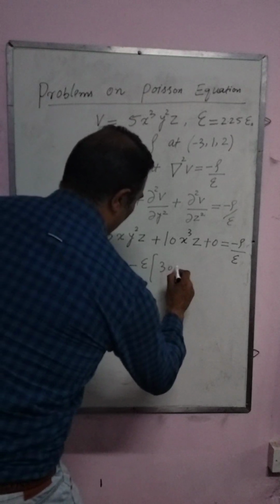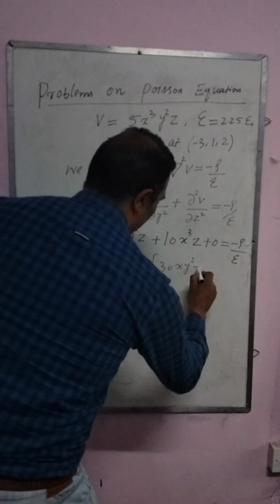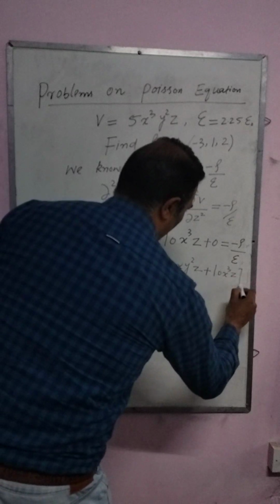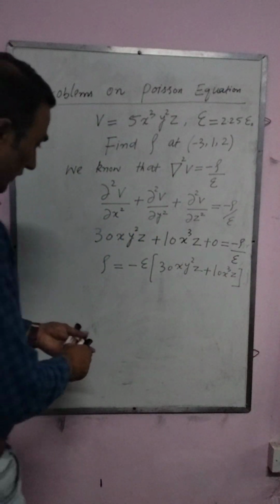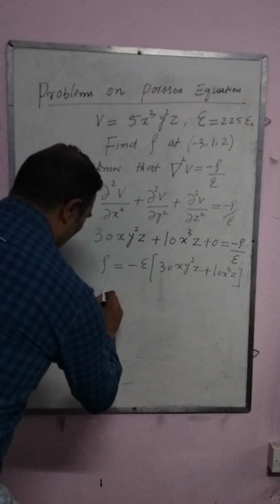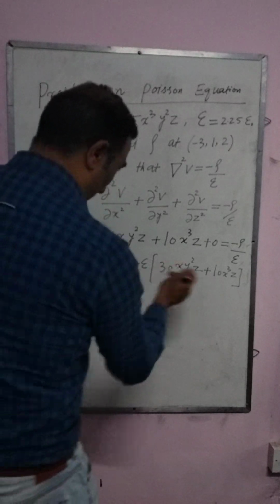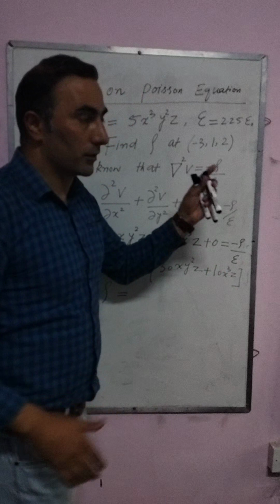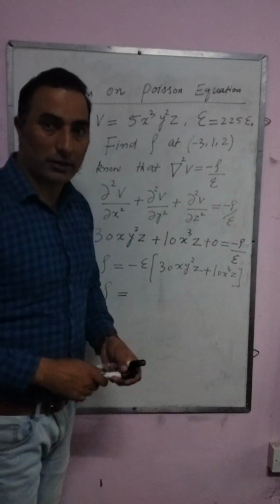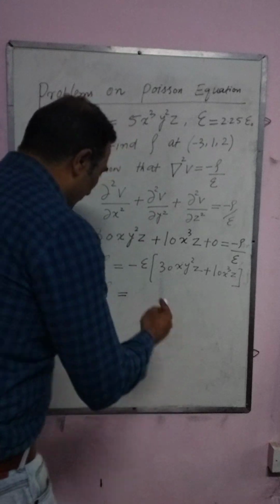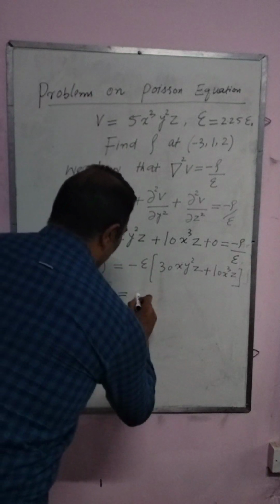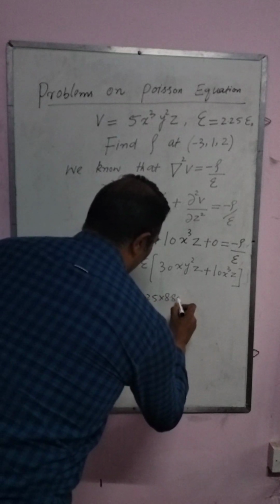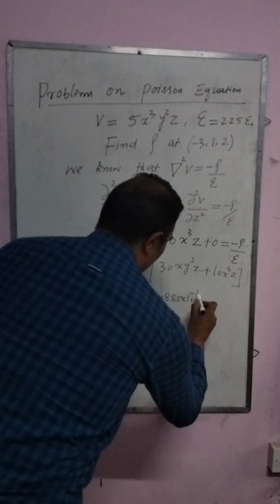into 30 x y square z. Okay. तो यहाँ पे हम क्या करेंगे, we will calculate now. So rho हम लिख सकते हैं, so that will be equal to, epsilon की value लेंगे because epsilon equal to 2.25 epsilon naught, right. So epsilon naught is 8.85 into 10 power minus 12 coulomb per kg, right? Or you can write this as 2.25 into 8.85 into 10 power minus, right?